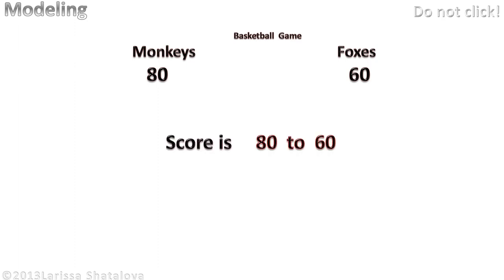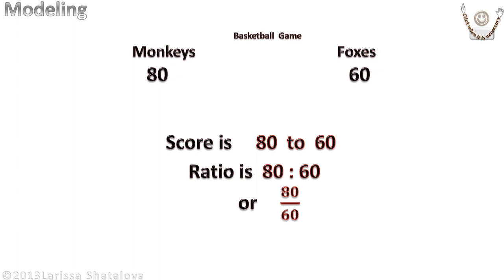Modeling. Basketball game. Two teams, monkeys and foxes. And the score is 80 to 60, or we can say the ratio is 80 to 60. Instead of the word "to", we can use two dots, similar to division. Or we can use a fraction bar, 80 over 60. This is what we would call a ratio.